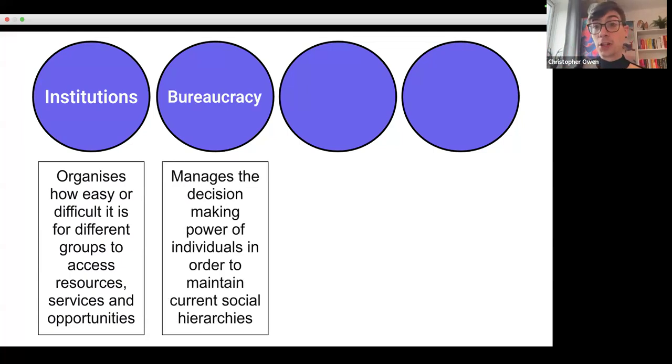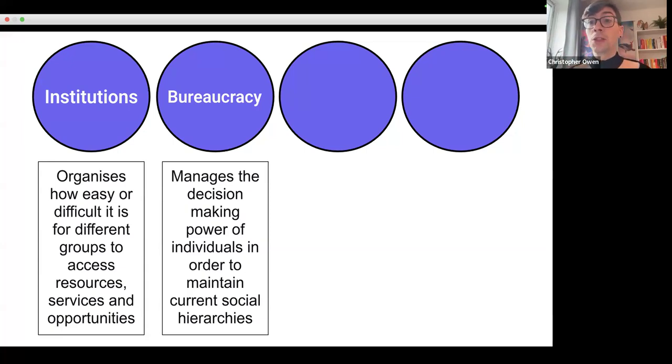The second is bureaucracy. This is how we manage decision-making power, manage who gets to have a voice, and it functions to maintain current social hierarchies and the status quo. The policy that you have to live within a certain mile radius of Great St. Mary's Church, that's bureaucracy. And if a student said to the university, well, I can't afford to live that close, the university would turn around and say, well, I'm sorry, that's our policy.